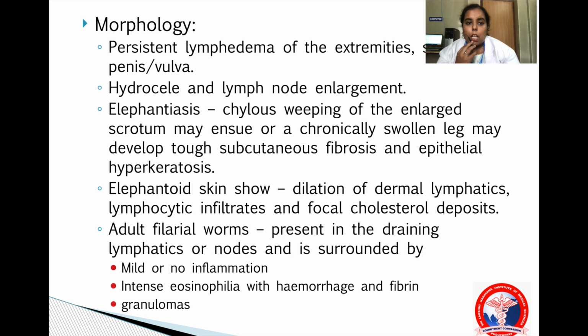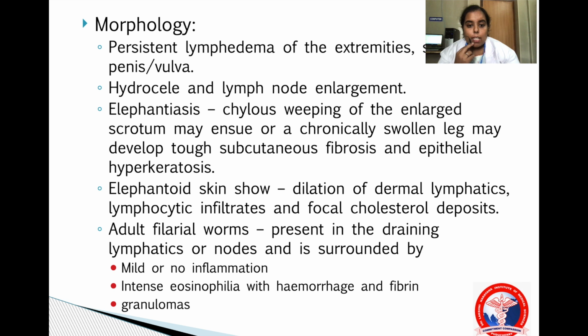Morphology. Persistent lymphedema of the extremities, scrotum, penis or vulva occurs in the patient. There is hydrocele and lymph node enlargement. Elephantiasis is a condition caused by this organism wherein there is chylous weeping of the enlarged scrotum and chronically swollen leg with tough subcutaneous fibrosis and epithelial hyperkeratosis.